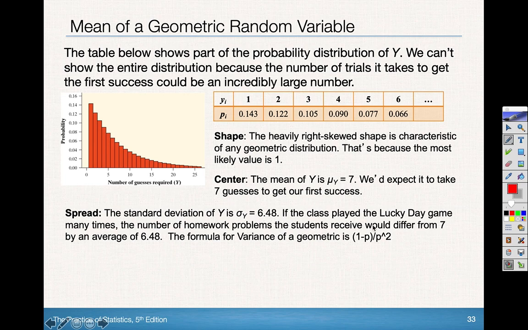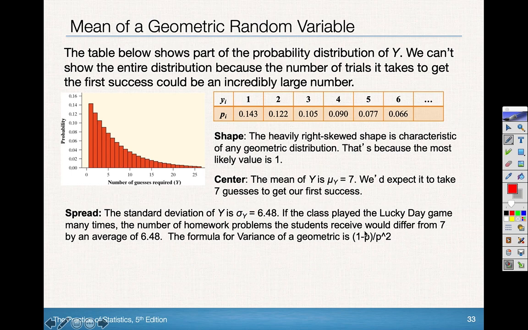In the class played the lucky game, here's the definition of standard deviation: many, many repetitions, the typical variation. So look, if the class played the lucky day game many, many times, the number of homework problems that the students would receive, that's what it was about. If they picked the lucky day, it was about how many homework problems they get for the night. The number of homework problems the students would receive would differ from 7, which is the expected value, by about 6.48.